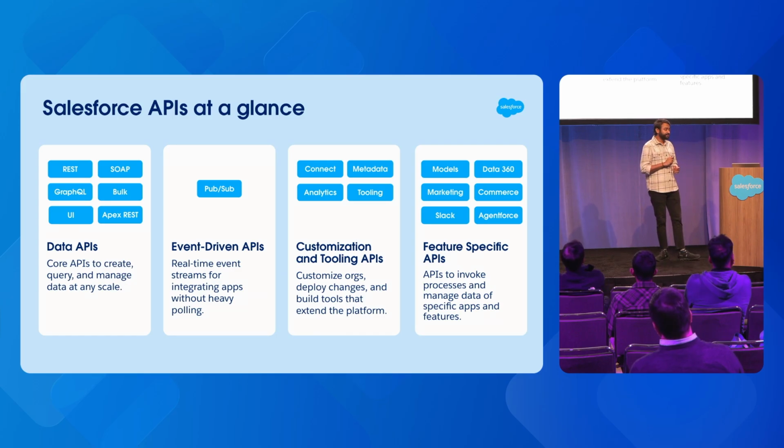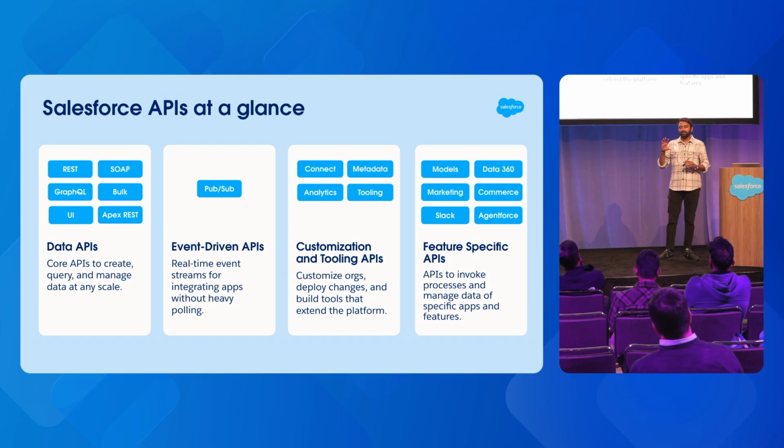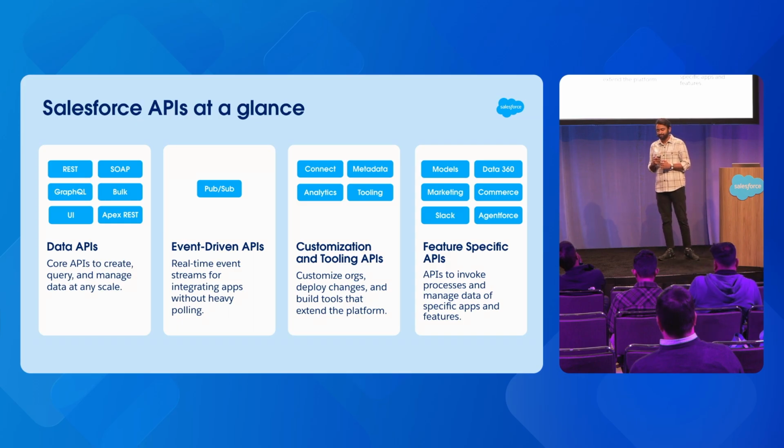And finally, you have feature-specific APIs, which, like the name suggests, are specific to a feature. So you have APIs that deal with Data Cloud, APIs that deal with Sales Cloud functionality, maybe forecasting, maybe identity resolution. So different features have different dedicated APIs. The whole intention of this slide is to tell you that we have a lot of APIs and you can pick and choose based on the one that best suits your needs.